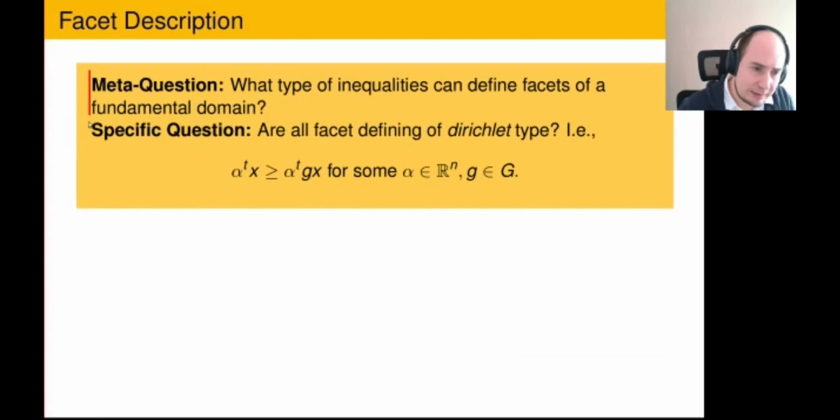And if you want to talk about a specific question here, you can ask yourself whether you can construct a facet that looks the same way as the facet of the Dirichlet domain look like, right? So maybe for every G that defines a facet, you can find some alpha that gives you that this is the facet of your fundamental domain. So there's a nice geometric characterization of this, which maybe I will just skip.